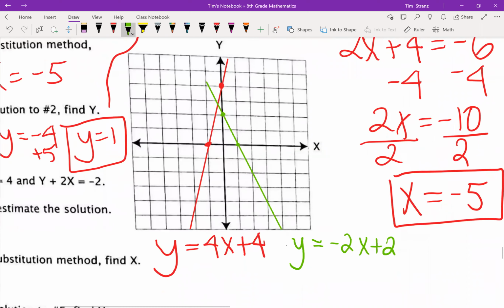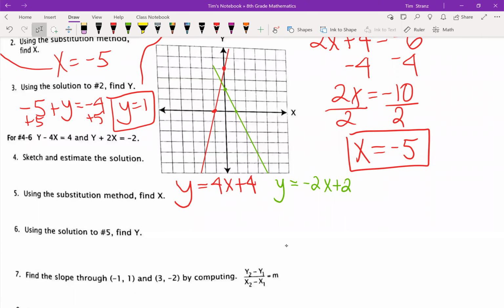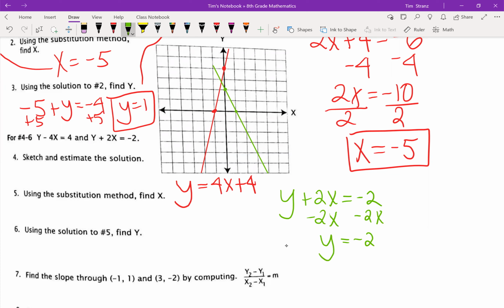I'm going to go back, and I'm going to try my green one again to make sure. So I got y plus 2x equals negative 2. So to get it in slope-intercept, I'm going to subtract 2x, y equals negative 2x minus 2. That would be my problem. I do make mistakes every once in a while. My students love that I make mistakes.